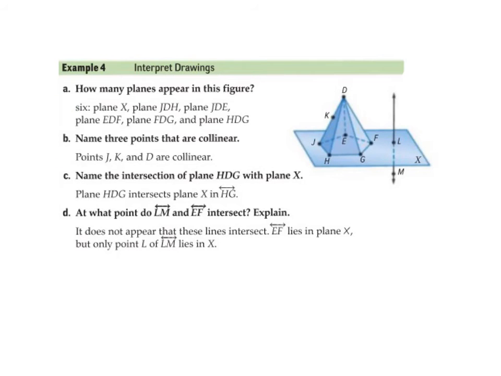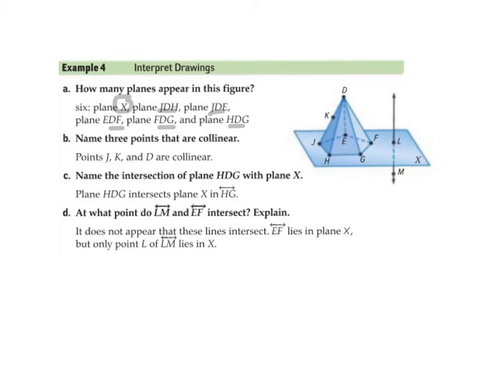Alright, so now in example 4 we're looking at the drawings, we're interpreting the drawings, and what it's asking you for is how many planes appear on the figure. Well, as you can see, they've given you X as the plane, so it's a lot easier than that. And then if you look at it, you've got a pentagonal pyramid, so each of the sides will fit in, so you've got 5 sides. Okay, you can't count the base because you don't see it, so there are 6 planes on that diagram.